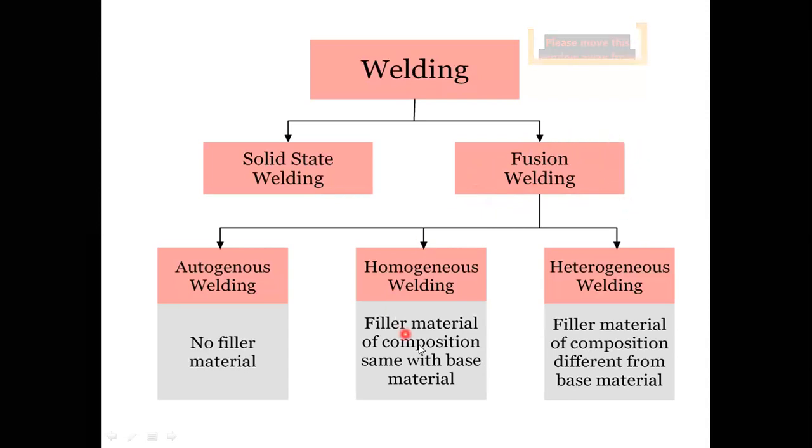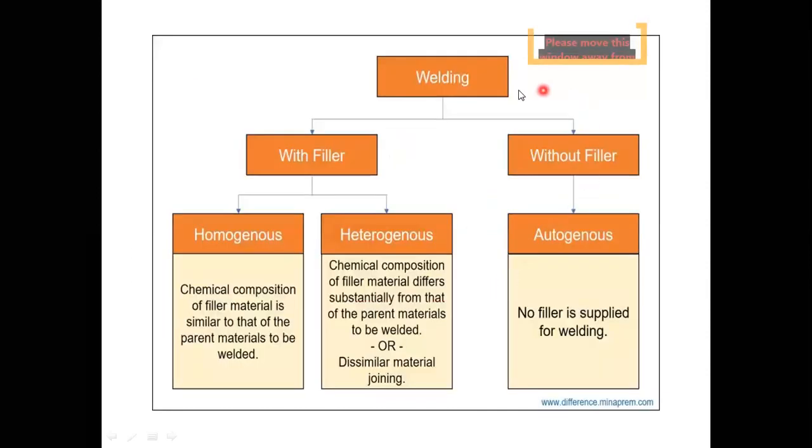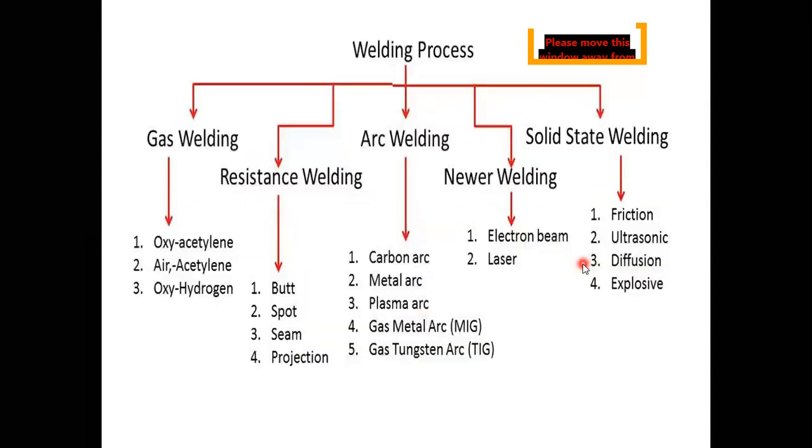Okay, so this is the overview of welding in categories. And now another way we have to know. Look, here also this type of things are there. Same things: filler is homogeneous or heterogeneous, and without filler this is autogenous. This is where the same metals are joined together. Okay, and widely we can categorize this welding process.